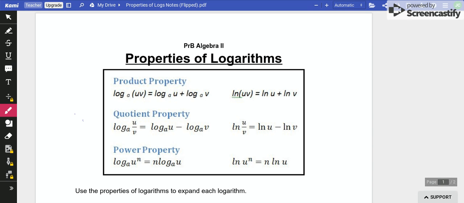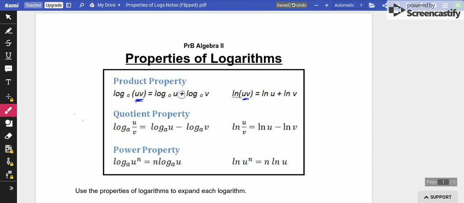And what that says, if you have any log base A and you have multiplication, you can split that multiplication up into addition. So instead of log A of uv, u times v, you can split it up into log base A of u plus log base A of v. Same thing happens with natural log. So it doesn't matter what base you're in, regular logs, natural logs. If you have multiplication, you can split that into addition.